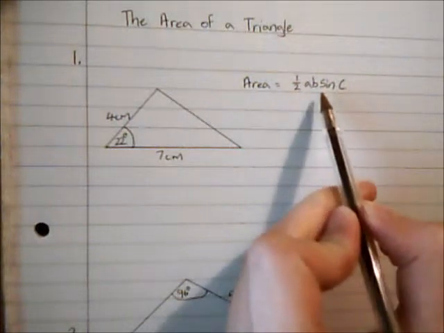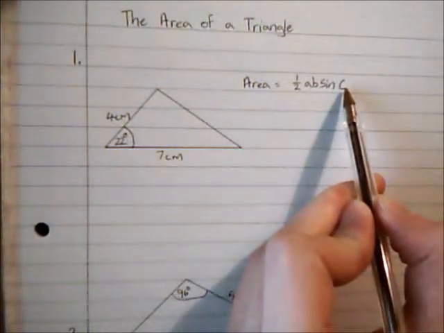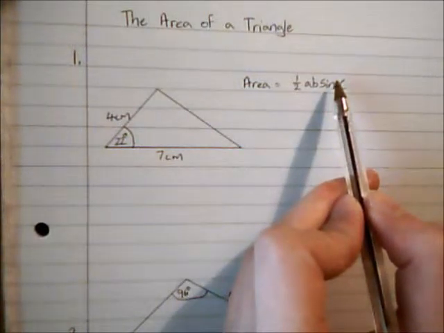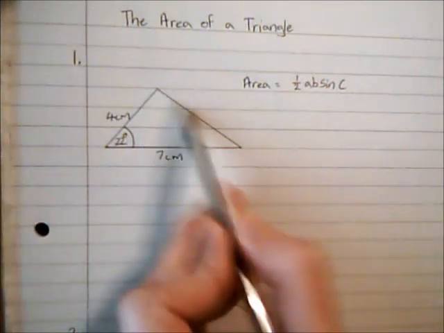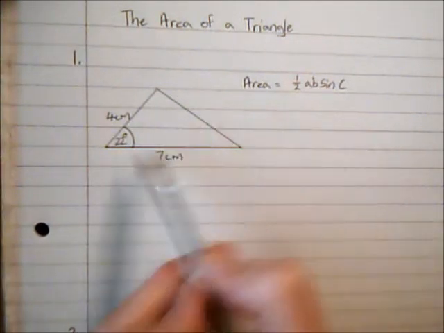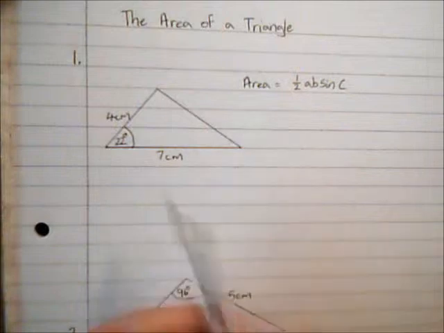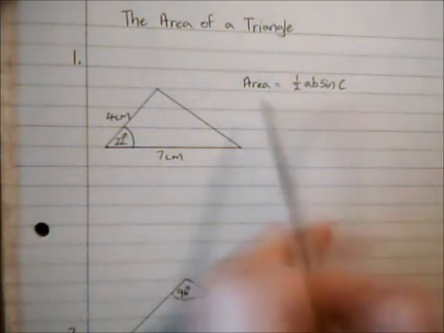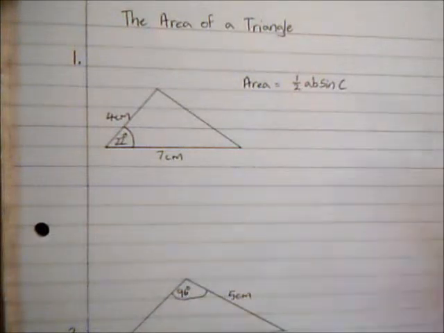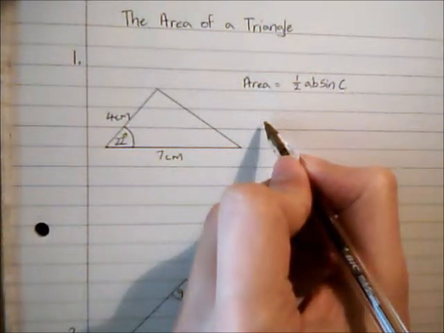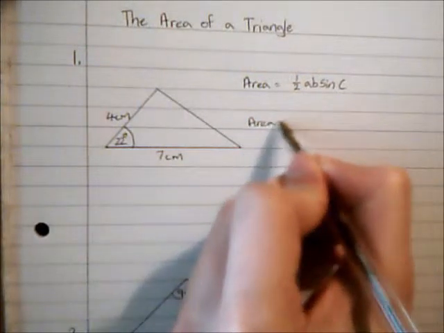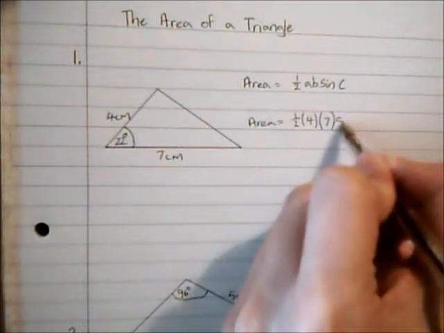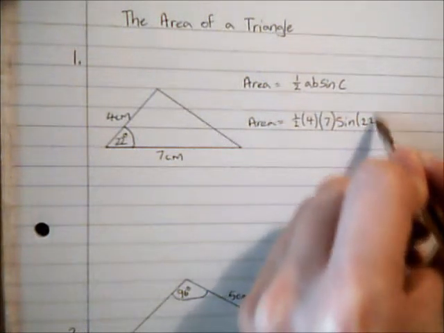So a and b are two of the lengths, and the capital C is going to be opposite the lowercase c, so it's basically opposite the length that we're not using. So in this first example it's this length here, and that is always going to be in between the other two. So I have all the ingredients I need here to use this formula, so I can straight away just substitute in. So the area is equal to half of 4 multiplied by 7 multiplied by sine of 22.